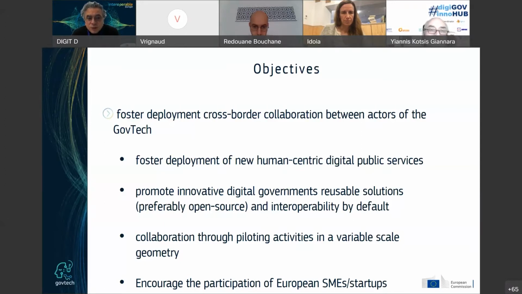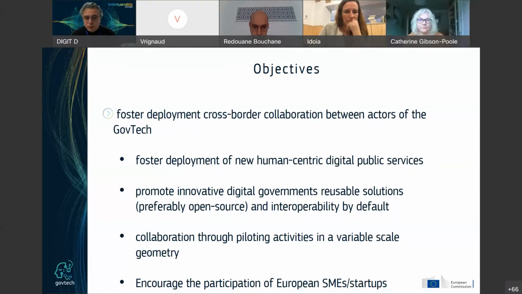The objective of this GovTech Incubator call is to foster the deployment of cross-border collaboration between the different actors of GovTech. It is to have better digital public services and to promote innovation in digital reusable solutions. We would like preferably to have open source, and as ISA Square was the interoperability program, to ensure interoperability by collaboration. It is done through pilot activities on a variable scale.